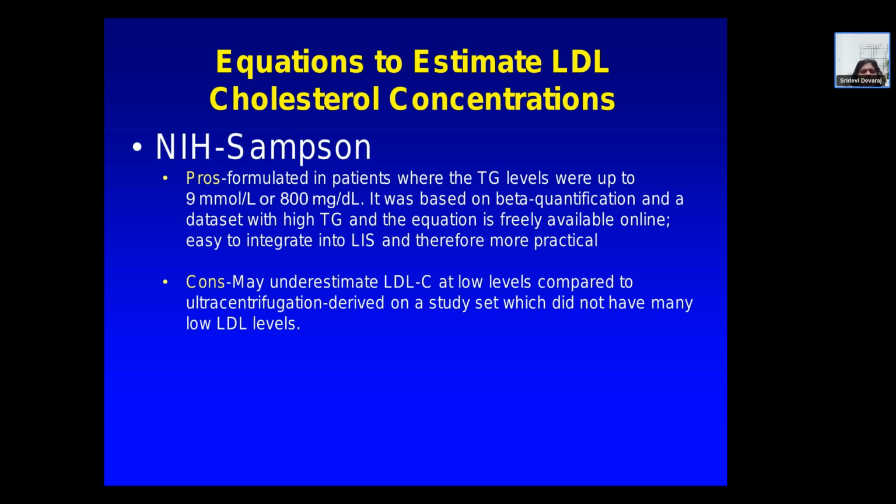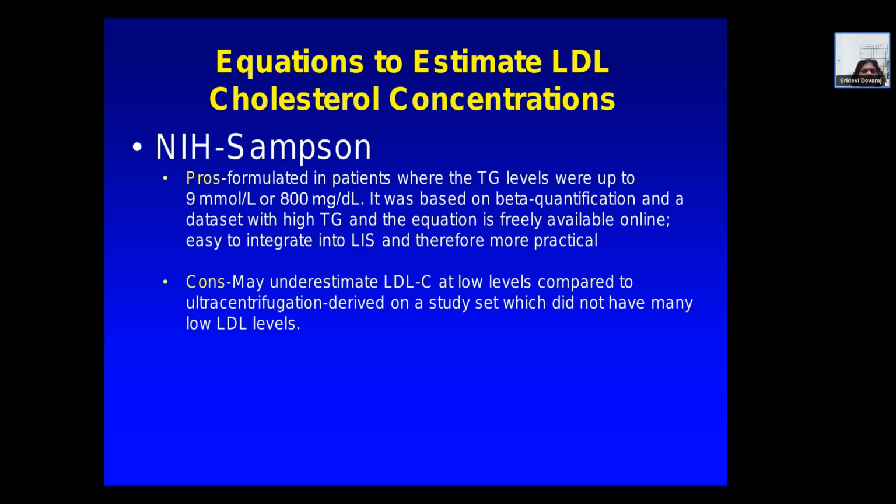And the other one that's most popular and adapted is the NIH Sampson equation. Again, this was formulated in patients where the TG levels were up to 9 millimoles per liter or 800 milligrams per deciliter. And the correlation was with the beta quantification. And so this equation is freely available online. And even though it's complicated, it's much more easily adaptable to the LIS, and therefore it's more practical.